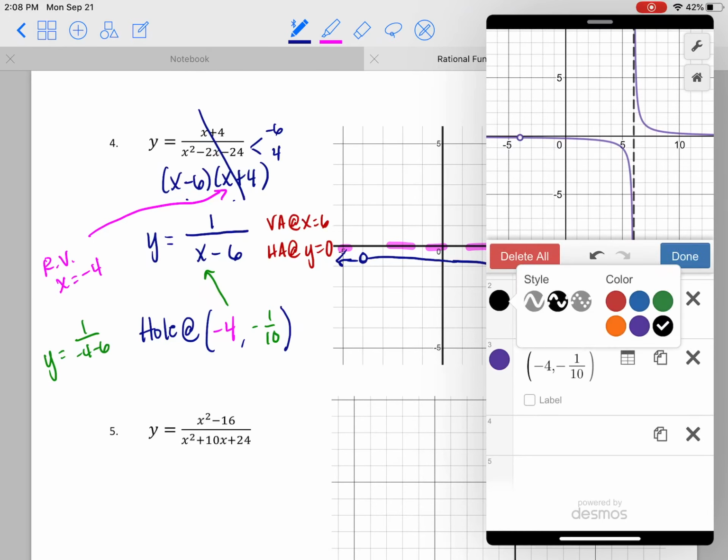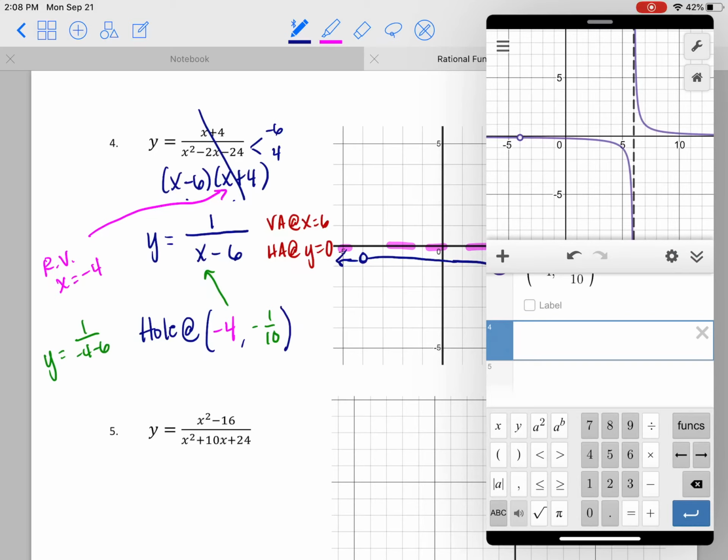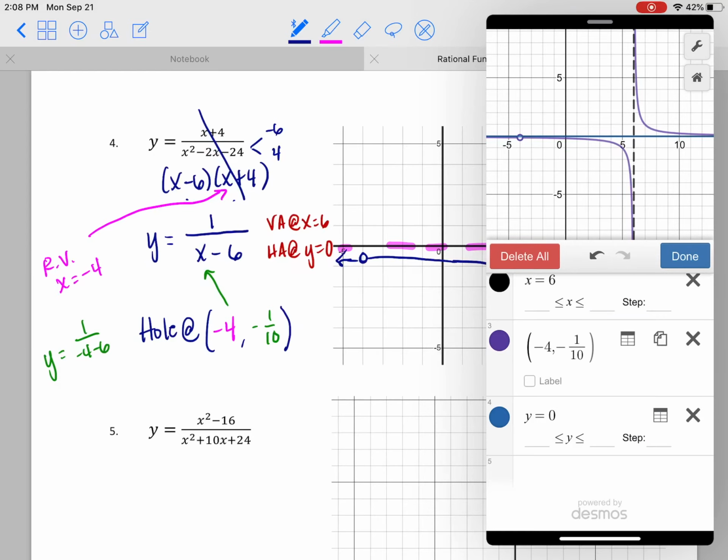Oh, I forgot one piece. This asymptote should be a dotted line. So there we have it. Okay, I have a vertical asymptote there. Let me put in the horizontal asymptote. y equals 0. And let's make this red and dotted. And let me change this one to red too. There we go. So I have a vertical asymptote at 6, a horizontal asymptote at 0.